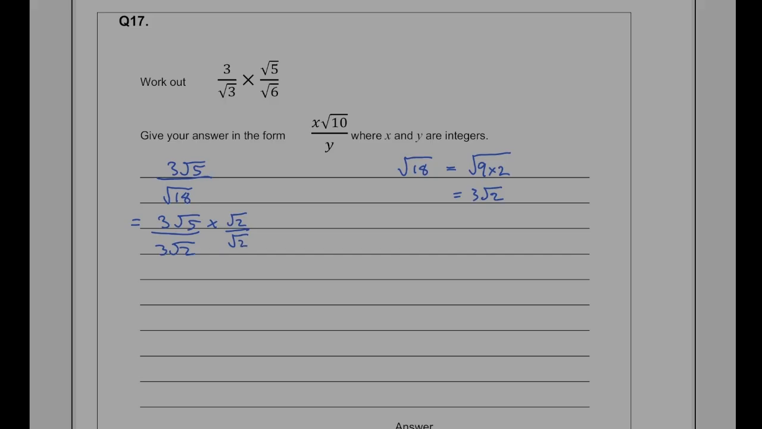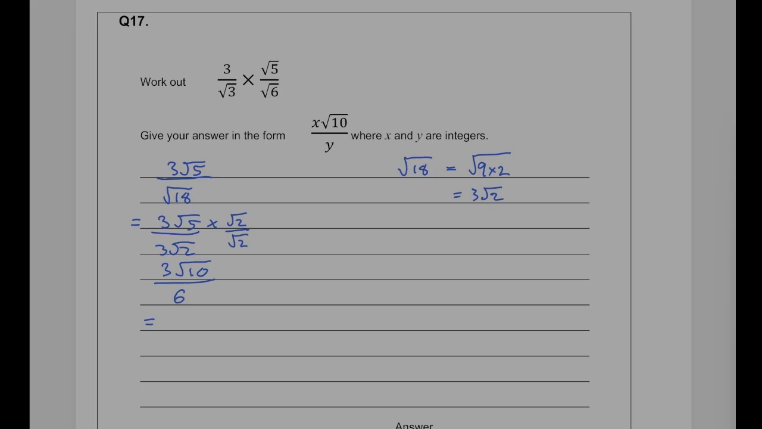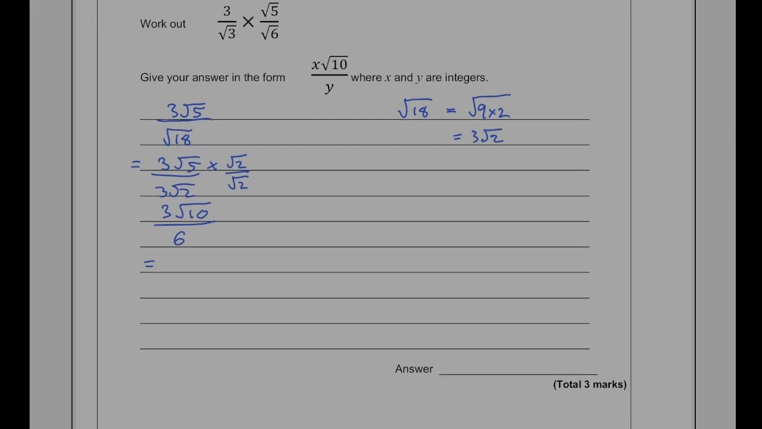I could have times through by 3 root 2. I would have just ended up needing to simplify that anyway though. So if I just times through by root 2, that would give me 3 root 10 over 3 times 2, over 6. And technically that would do for my answer, because it doesn't say in its simplest form.